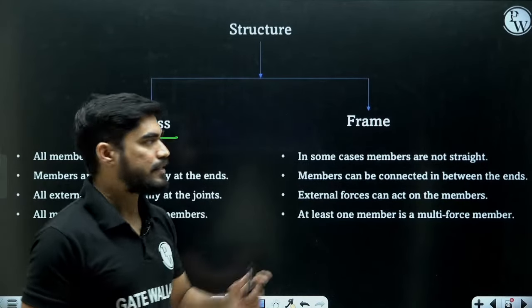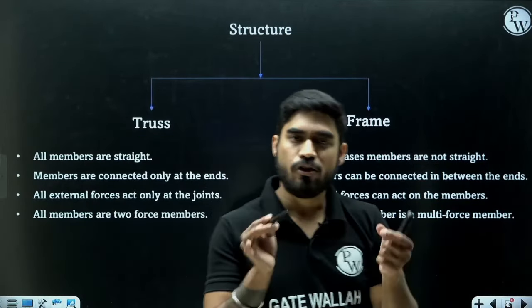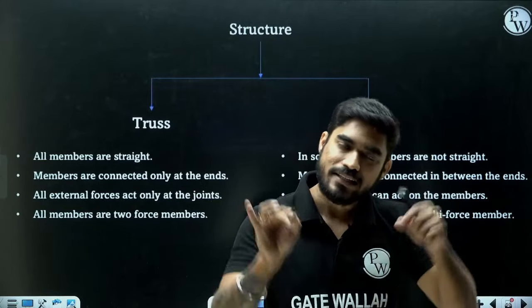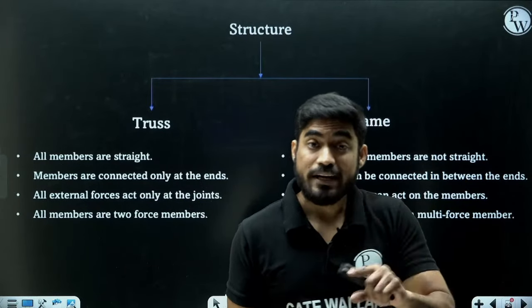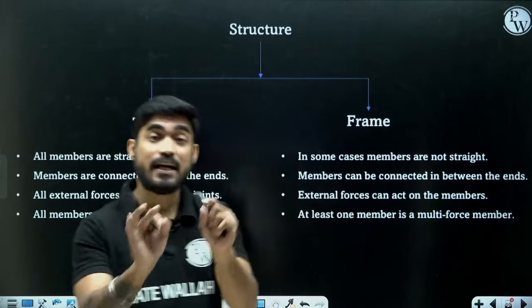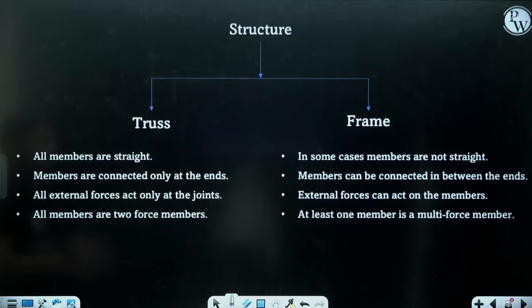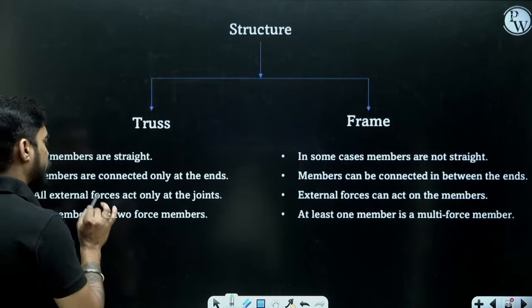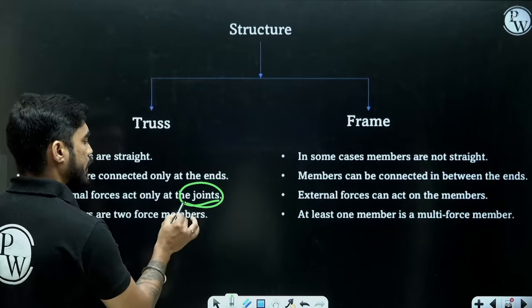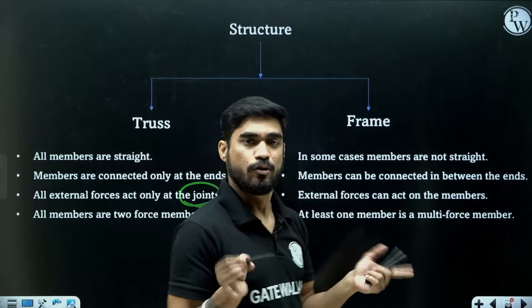If it is a frame, it means that the load can act at the ends. The load can also act between the ends. So in case of frames, it is not necessary that the forces can act only at the joints. They can act anywhere. Okay.